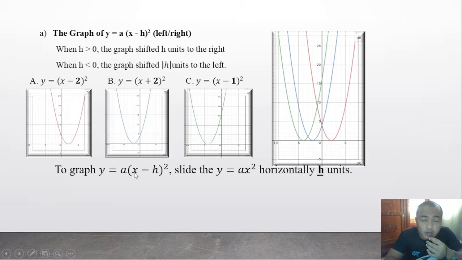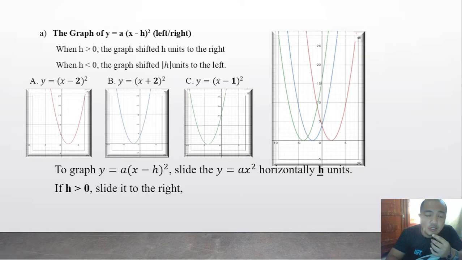So to graph y equals a quantity x minus h squared, slide the equation y equals ax squared horizontally h units. If h is greater than 0, slide to the right. If h is less than 0, slide to the left. Okay, I hope you understand.